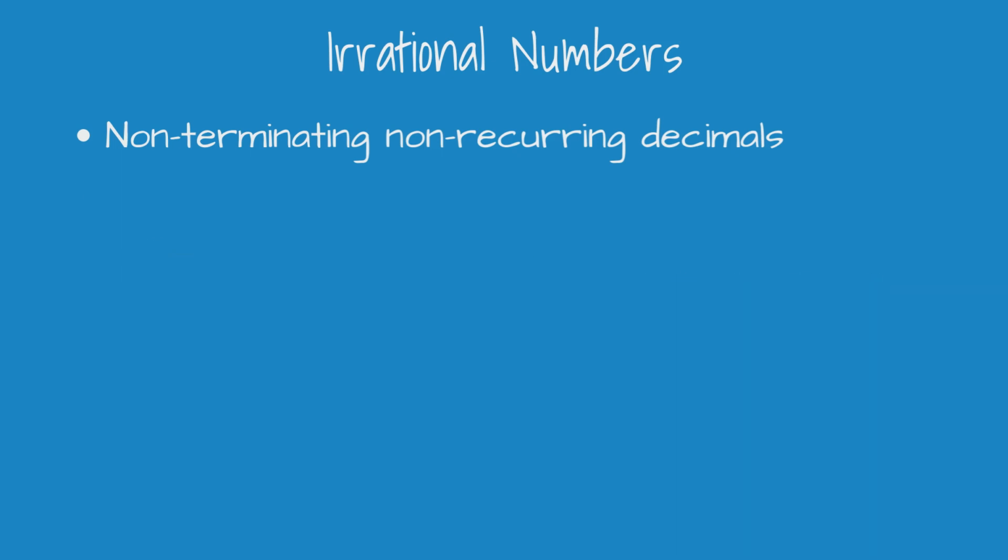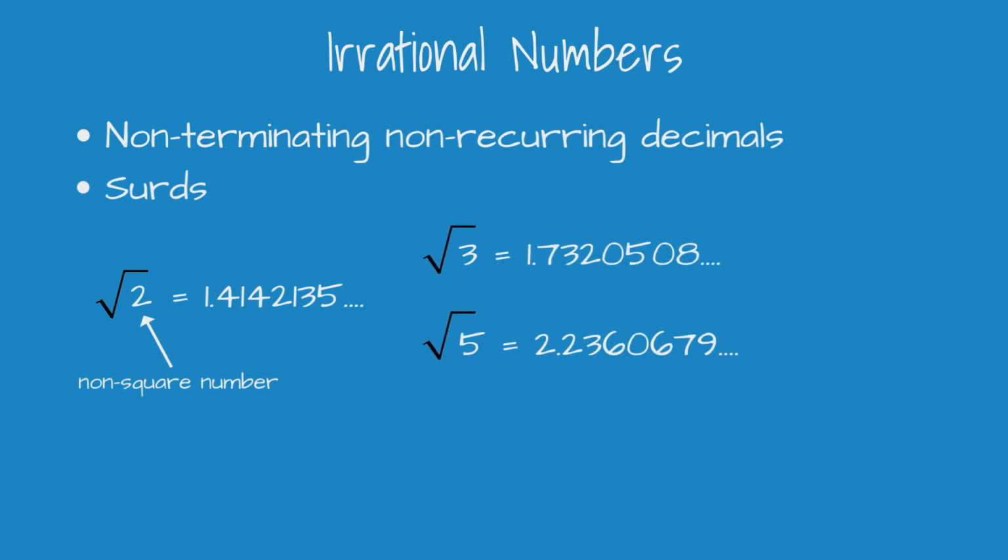Another example is called surds, which are square roots of non-square numbers. For example, the square root of 2, which is equal to 1.414235 and goes on forever without repeating. Similarly, the square root of 3, or 5 is an irrational number. However, the square root of 4 is equal to 2, or the square root of 9 is equal to 3, so they are not irrational numbers.